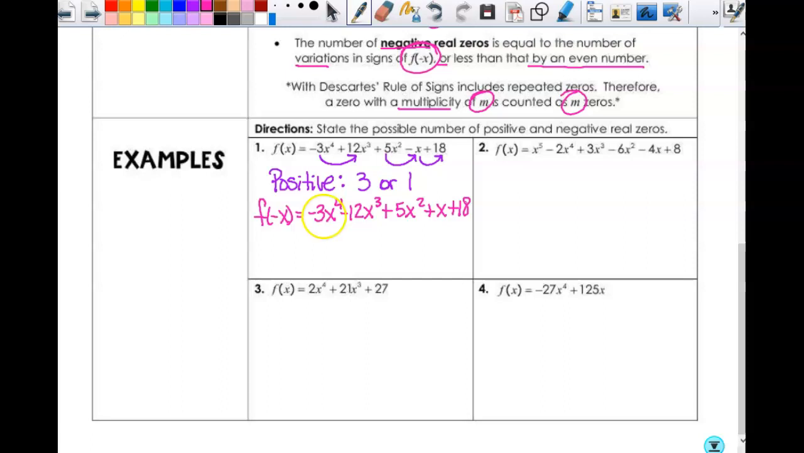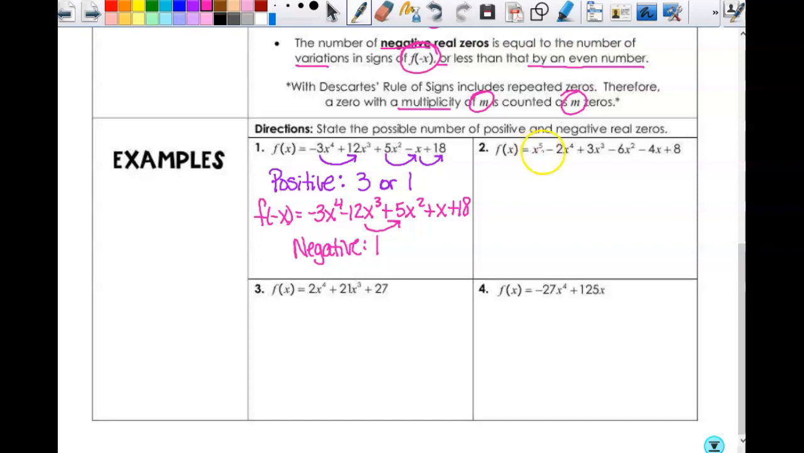Then we look. So this is negative, negative. That's fine. Negative changes to positive, positive, positive, positive, right? So for my negative real zeros, there would be 1. So let's try number 2.